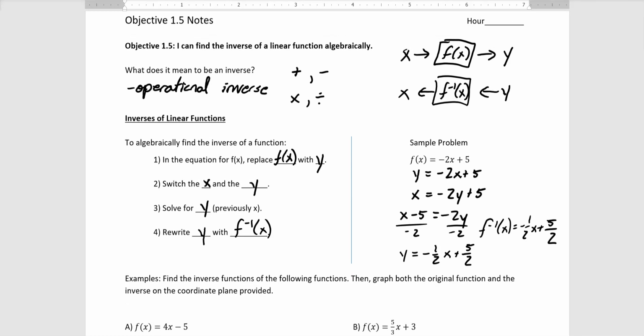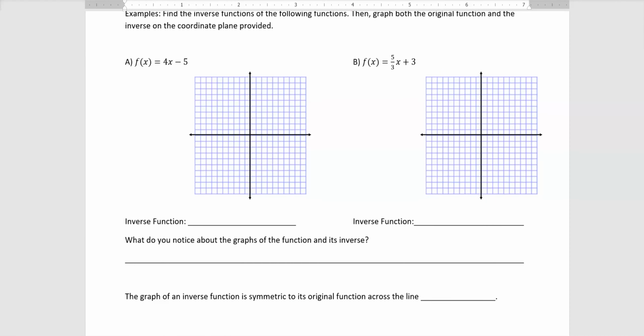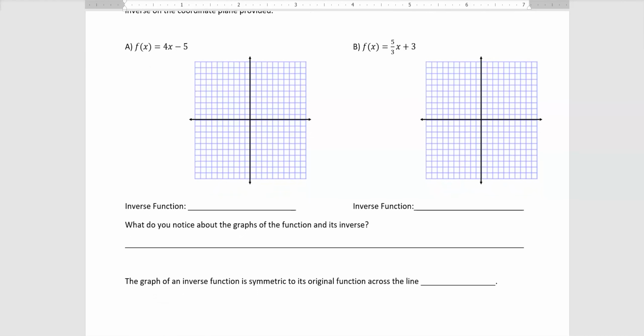Okay, so let's do a couple examples together, see how we're doing. So let's start here with letter A. So first thing, replace f of x with y. So y equals 4x minus 5. Switch x and y, that's the key. That's the essential component because that's what's performing the inverse here.